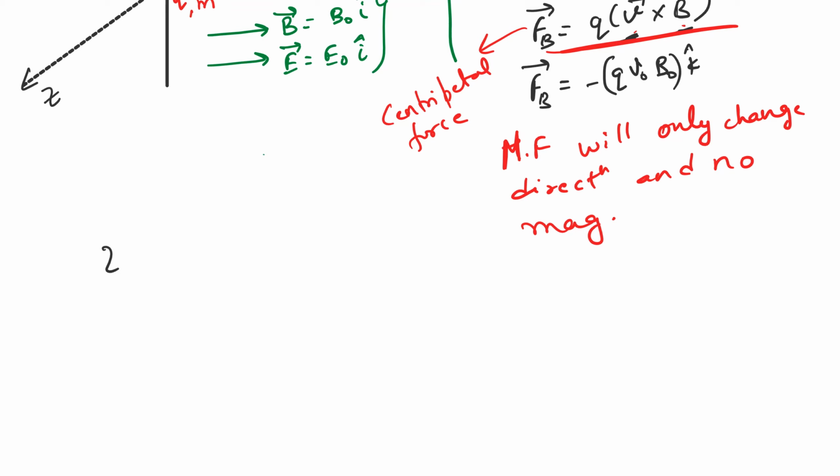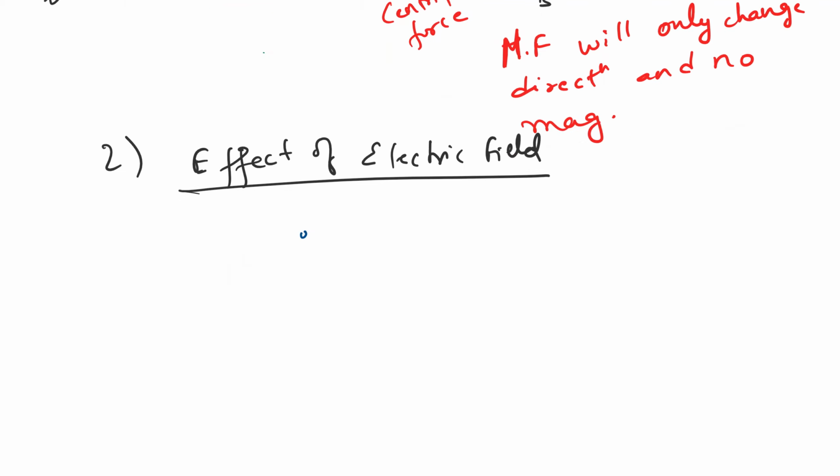Now let's look at the effect of the electric field. If this is the charged particle Q, it would experience a force in the direction of the electric field. That is the property of the electric field. So your force Fe would be equal to Q E naught i cap.